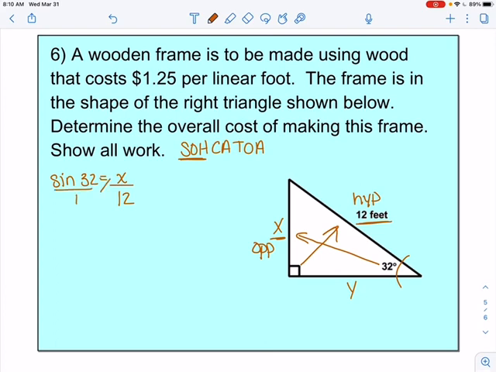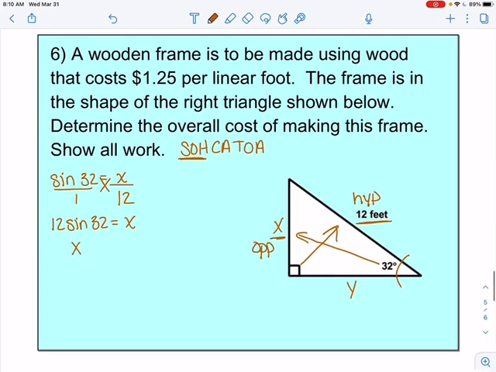So again, we're going to stick that over 1 and cross multiply. So we're going to have 12 times the sine of 32 equals X. Inside your calculator, when you do 12 times the sine of 32, you should end up with an answer of 6.36 rounded to the nearest hundredth. So there's the value of X.